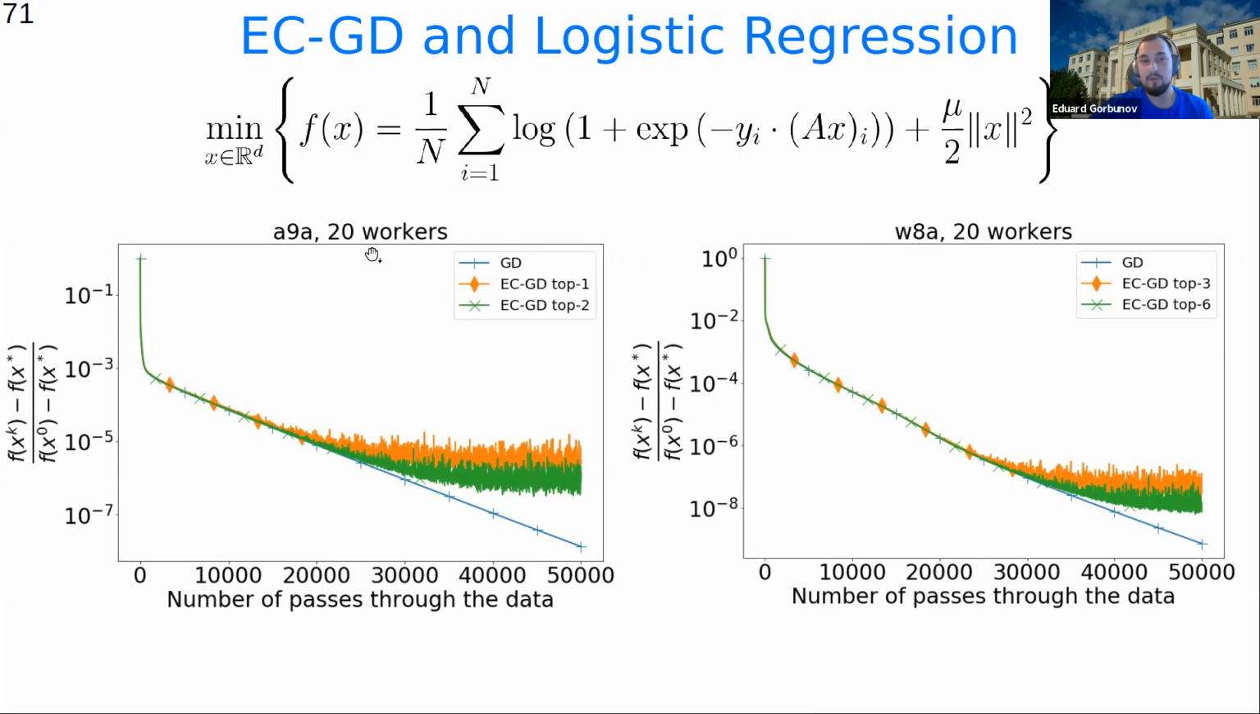For example, we run error-compensated gradient descent, namely when stochastic gradients are just gradients, on logistic regression with L2 regularization. This is a smooth, strongly convex problem, and gradient descent, as expected, converges linearly. However, error-compensated gradient descent with top 1 compression or top 2 compression converges linearly only to some neighborhood of the solution, and the size of this neighborhood is proportional to zeta star squared. So we see that error-compensated GD fails to converge linearly.